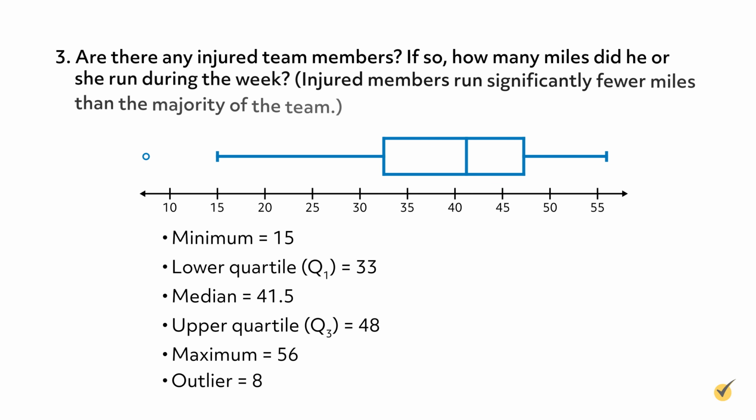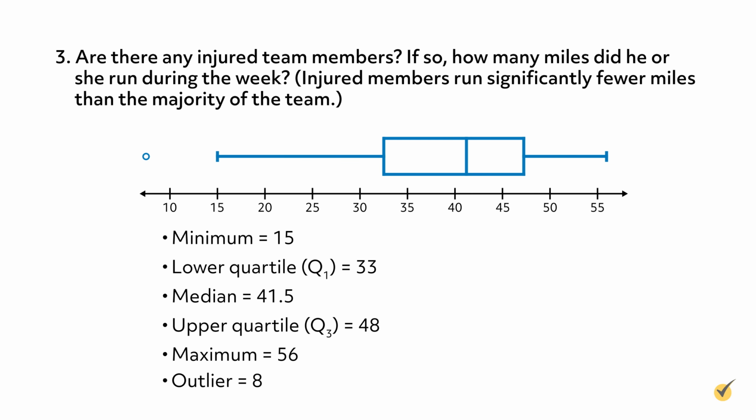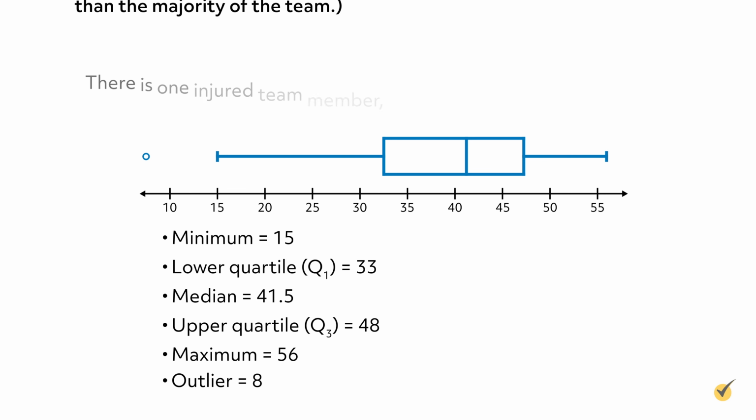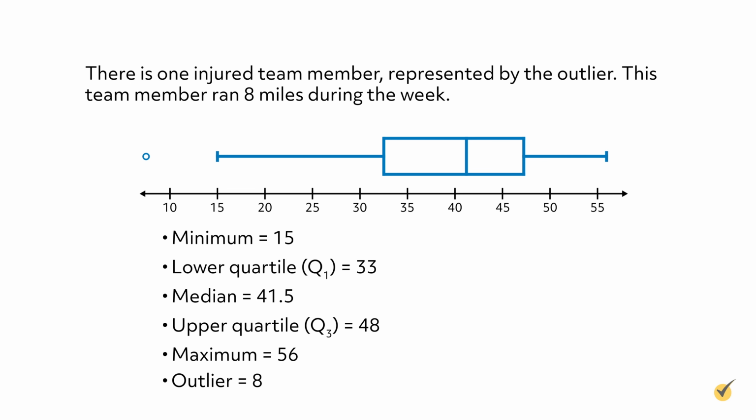Are there any injured team members? If so, how many miles did he or she run during the week? Injured team members run significantly fewer miles than the majority of the team. There is one injured team member, represented by the outlier. This team member ran 8 miles during the week.